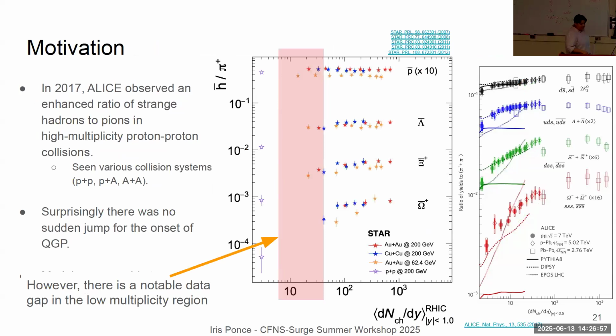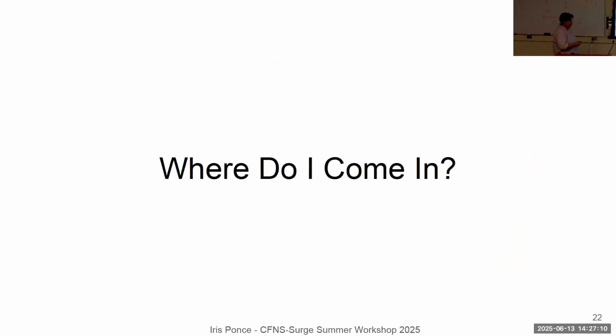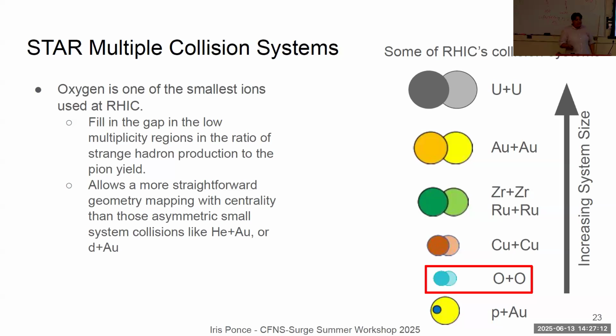Okay, where do I come in? STAR might be able to see the same. The problem is that in STAR, in this low multiplicity region, we don't have a lot of data, which is exactly where the slope would be happening. But the cool thing about RHIC is that it's really able to change nuclei, not only energy but also size, really easily. And so in 2021, they did an oxygen-oxygen run.